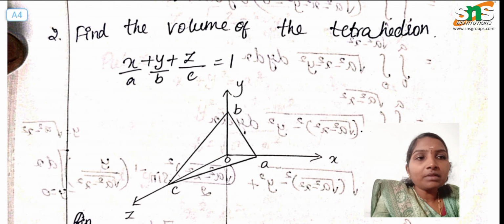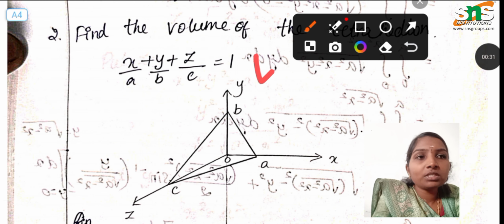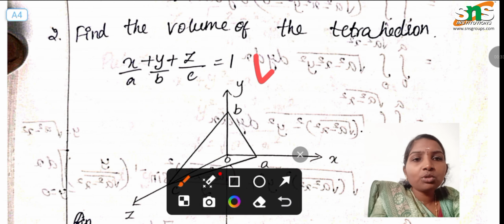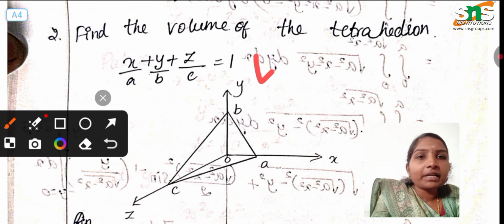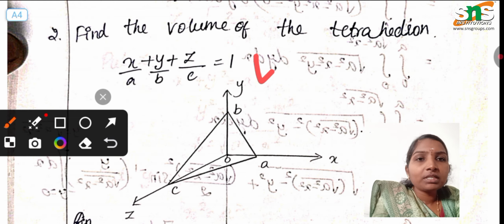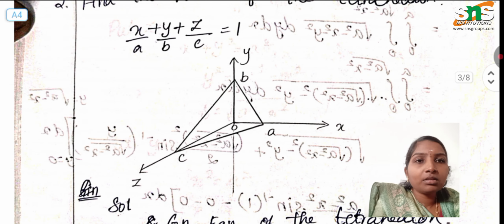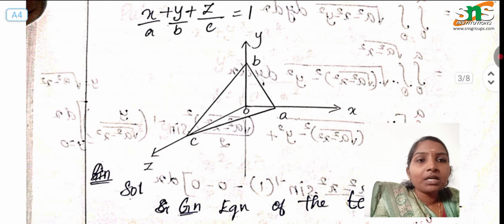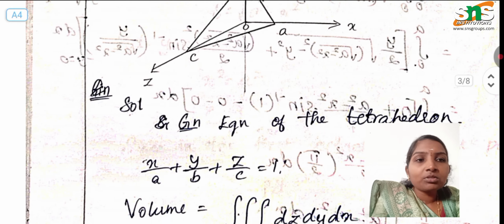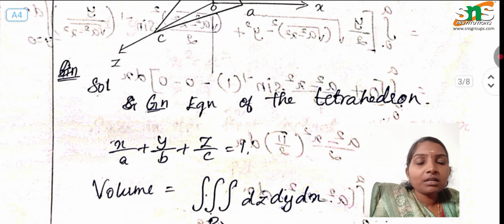Firstly, we will have to note what the equation of the tetrahedron is. What is the equation of a tetrahedron? It is nothing but x by a plus y by b plus z by c is equal to 1. This will be the exact shape of the tetrahedron. It is a 3D figure, but we have drawn it plane-wise. So firstly, we will write the equation of the tetrahedron: x by a plus y by b plus z by c is equal to 1.